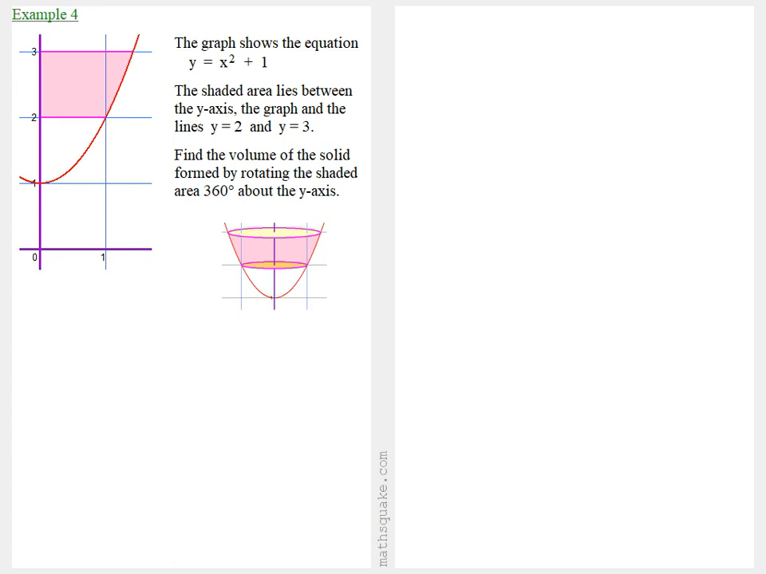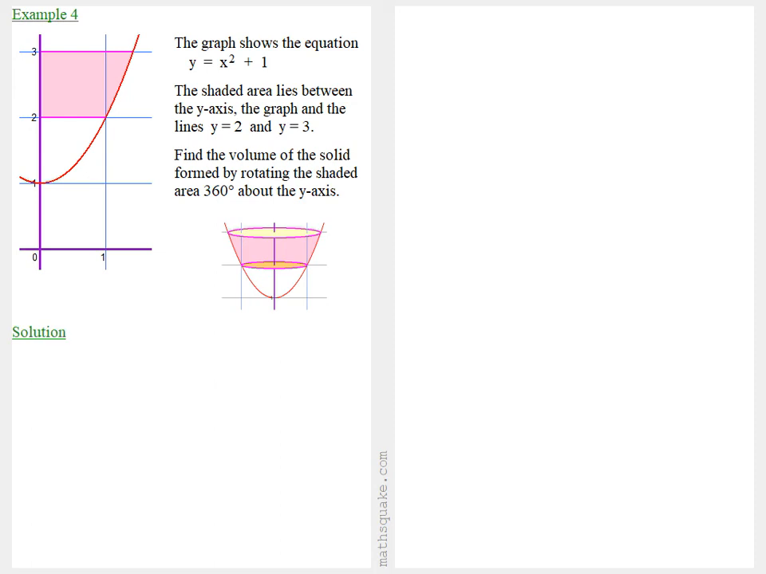In example 4, we're told the graph shows the equation y equals x squared plus 1. The shaded area lies between the y-axis, the graph, and the lines y equals 2 and y equals 3. We want to find the volume of the solid formed by rotating the shaded area 360 degrees about the y-axis. Now up till now we've rotated always around the x-axis. In this case we're rotating the shape about the y-axis.